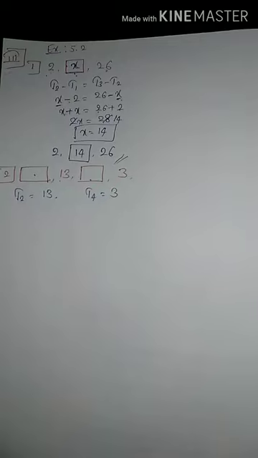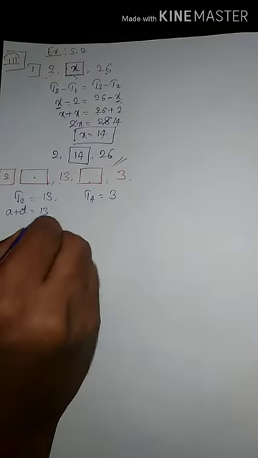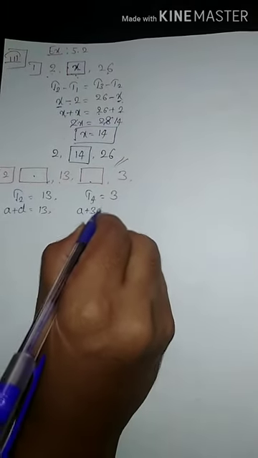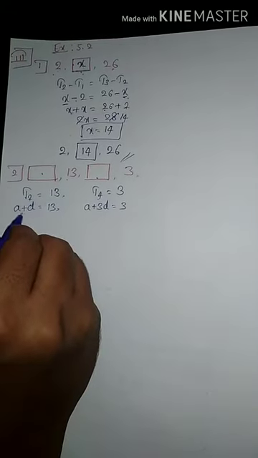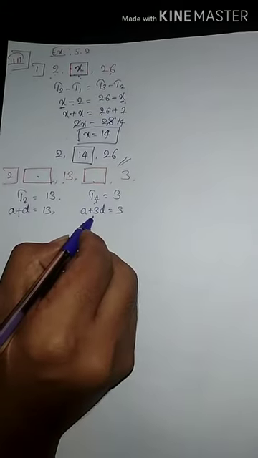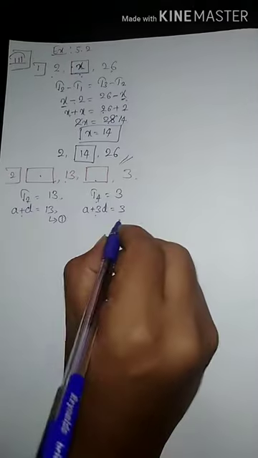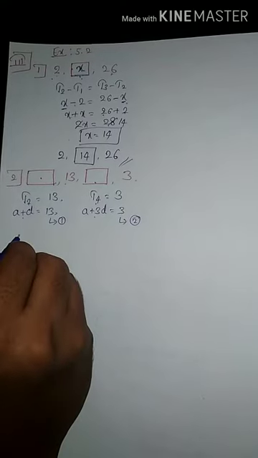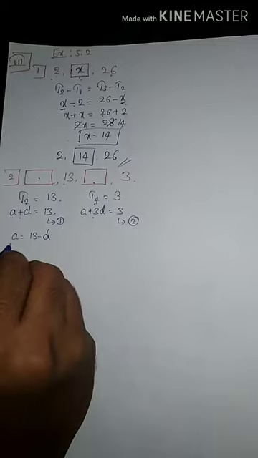But we know how to find the second term of an AP, that is A plus D is equal to 13. And how to find the fourth term of an AP, A plus 3D is equal to 3. We know that T2 is A plus D and T4 is A plus 3D. So this is called equation number 1 and this is called equation number 2. From equation number 1, A is equal to 13 minus D.